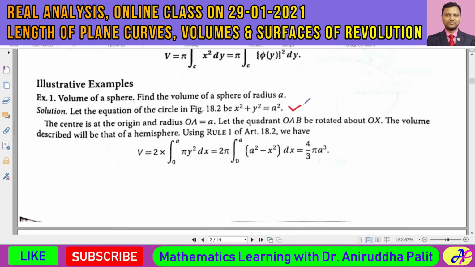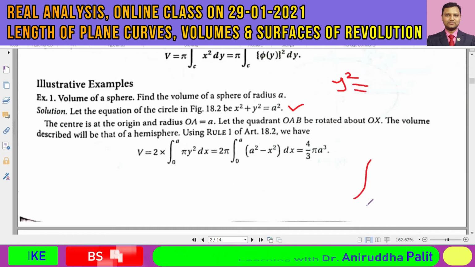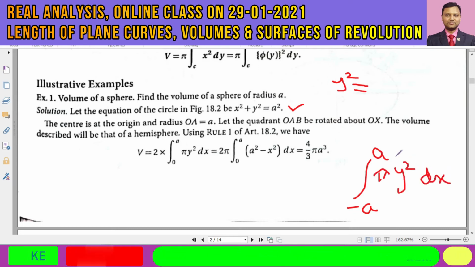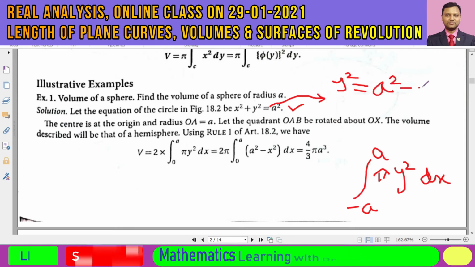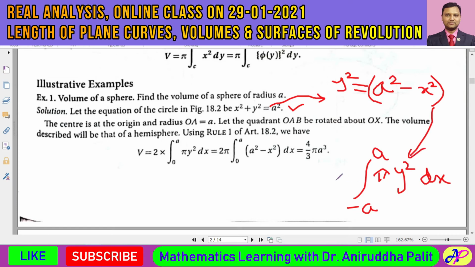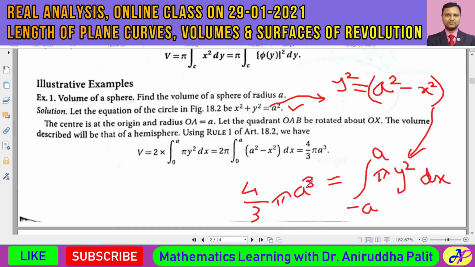Got it? This kind of circle, x square plus y square equals a square. In that case, what do you have to put in place of y square? The formula is the integral from minus a to plus a of pi y square dx. In place of y square, you have to find the expression of y square from the given expression of the curve. So y square should be equal to a square minus x square. If you put this expression of y square in this integral, you will finally get this result, 4 by 3 pi a cube. Okay, so I am leaving this result as homework for you.